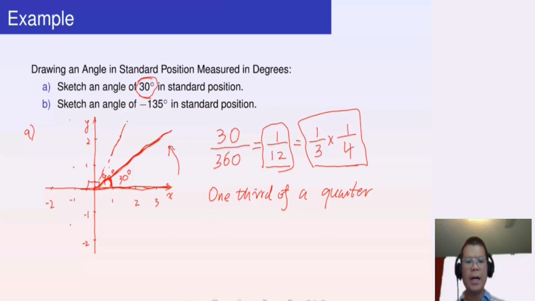Now, if we got a negative degree, what we are going to do is rotate clockwise. Very good. So for instance, in B, instead of going counterclockwise, we're going to go clockwise. How about you? I would like to see if you can solve this one. So B, go ahead and try to sketch the angle -135 degrees in standard position. See if you can do that.